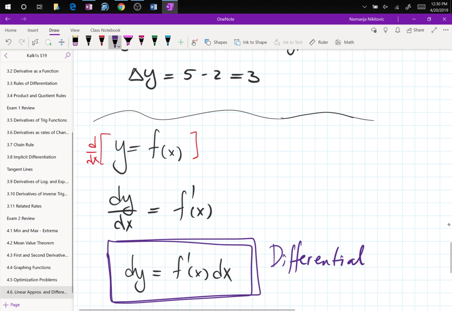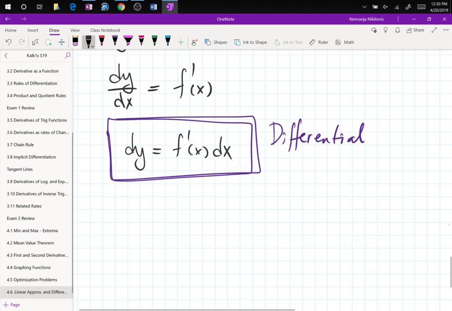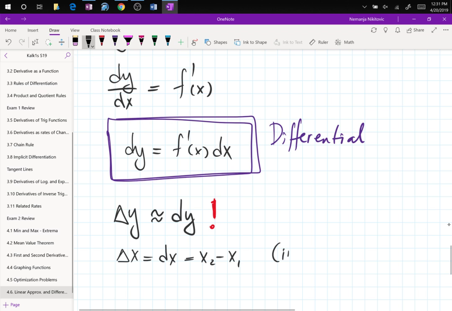What do I do with it? I use it to approximate the change. So I say that my delta y is approximately the same as dy. They are not the same. This is important right here. It's important. On the other hand, delta x is equal to dx, and that's x2 minus x1. That's your input. So input is the same, but output is not.